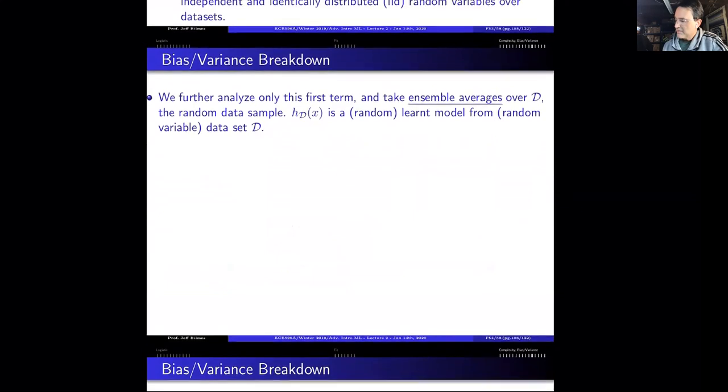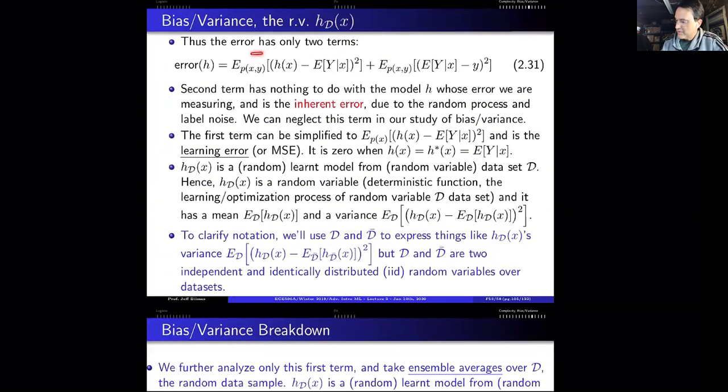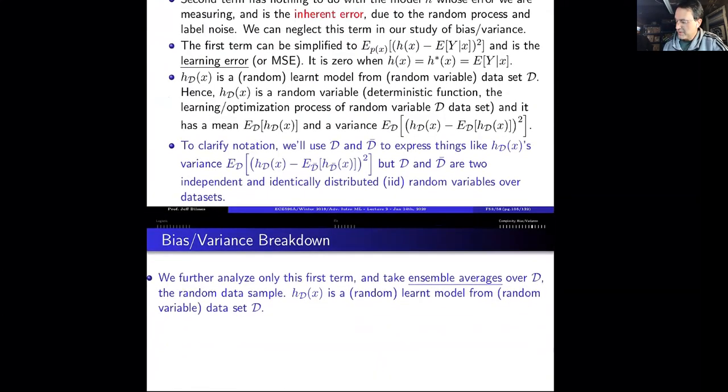So what we're going to do then is further analyze this first term, like I said, where we replace h with h sub D. And we're going to break that down into pieces too.